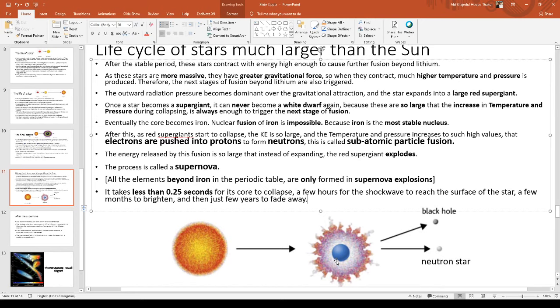Sir, can we make a subatomic bomb? Hey, don't try. Do electrons and protons fuse due to pressure? Yes, due to the insanely high temperature and pressure. The kinetic energy is so large and the temperature and pressure increase to such high values that electrons are pushed into protons.